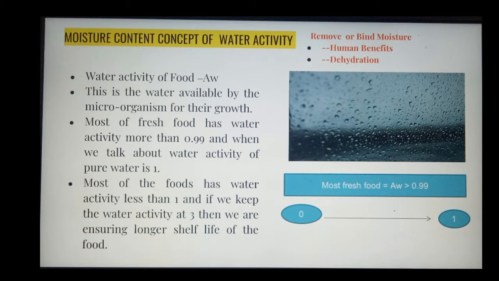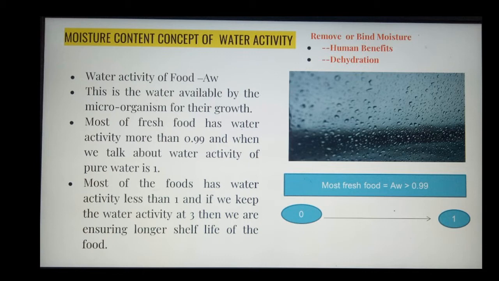When we are talking about fresh food, most fresh food has a water activity of more than 0.99, and the water activity of pure water is 1. Most foods have water activity less than 1, and if we keep the water activity low, then we are ensuring a longer shelf life of the foods.